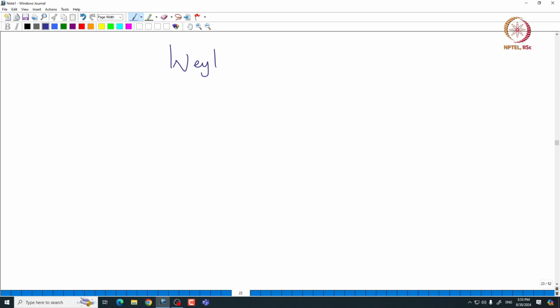Welcome back everyone. In this lecture we will actually prove the Weyl dimension formula. It is a very useful formula to compute the dimension of the irreducible finite dimensional representations of SL_{N+1}. So, let us write down the formula. Here is the Weyl dimension formula.